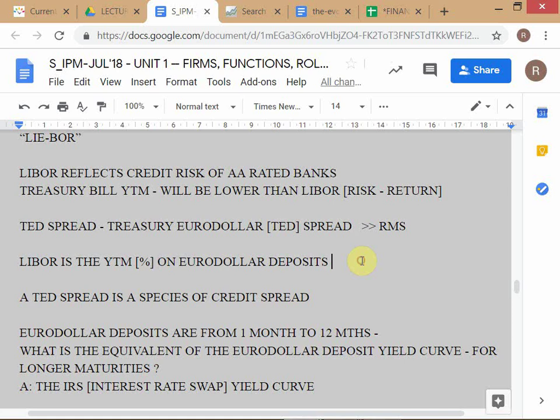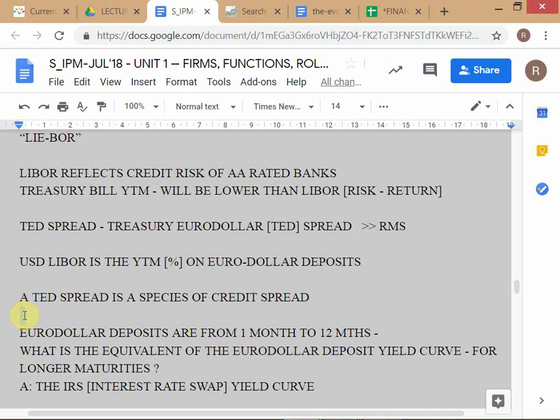Obviously, LIBOR is the yield on euro-dollar deposits. Strictly speaking, USD LIBOR is the yield on euro-dollar deposits. Actually, this is a euro deposit, but because it's US dollars, we say euro-dollar. If it's a yen deposit, we say euro-yen. Now, the reason we got interested in the interest rate swap curve.